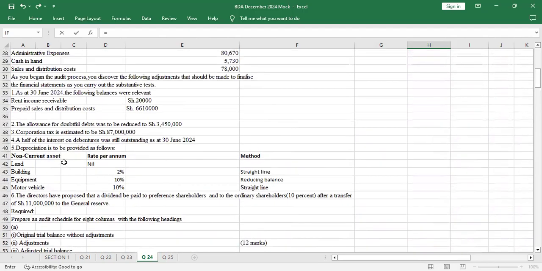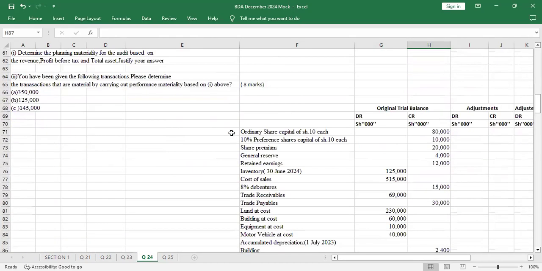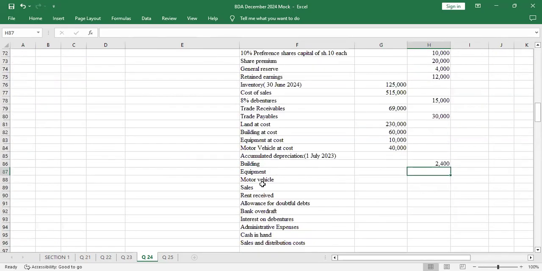So we'll start with the building, but there are 3. So I'll drag all the way to motor vehicle. Yeah, you just drag to save on time. Then sales is also on the credit side, so let me just drag, and it will copy the sales.